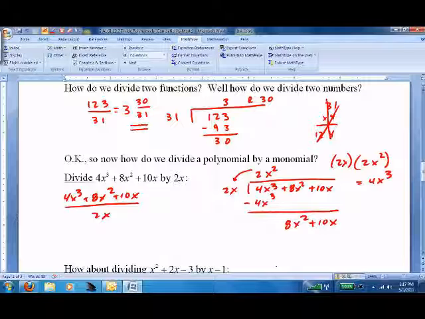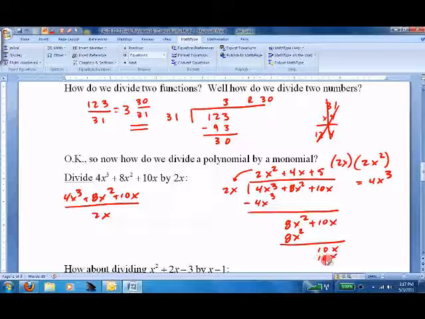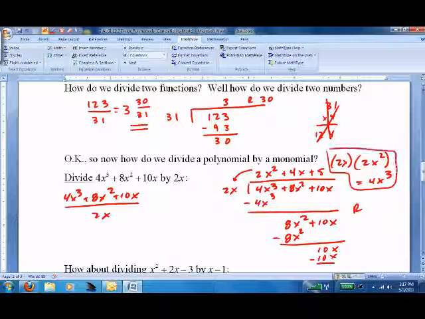What goes in 8x squared? Well, it's positive 4, 4 times 2 being 8, and an x. 4x times 2x is 8x squared. Subtract that out. I'm left with 10x. How many times does 2x go into 10x? Well, that's 5 times. 5 times 2x is 10x. Nearly forgot to put my subtractions in there. And remainder equals 0. All this nonsense is kind of in the way. So this is equal to 2x squared plus 4x plus 5.